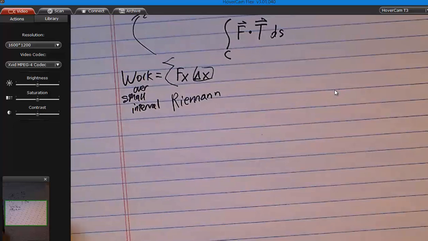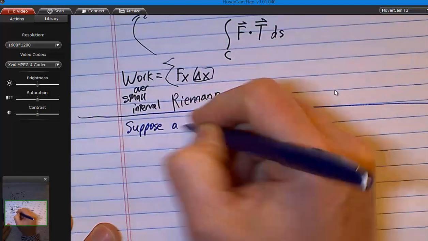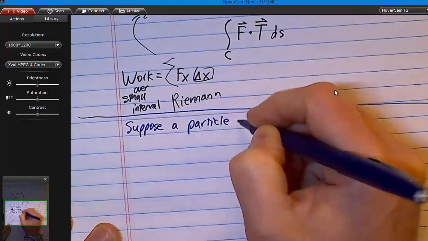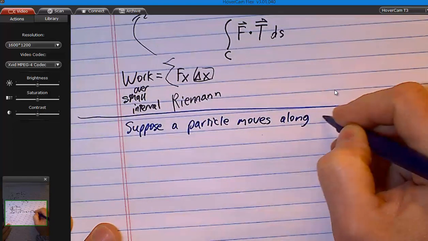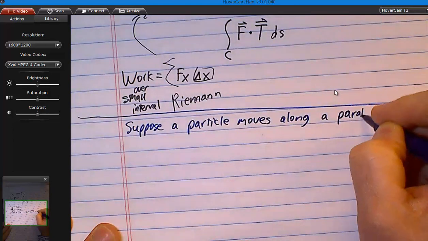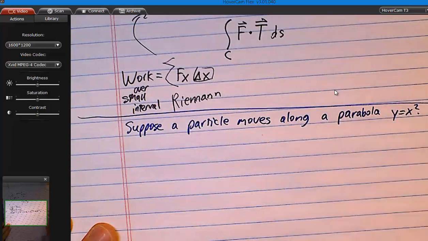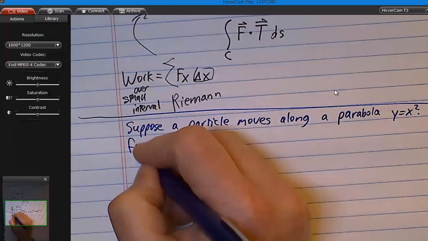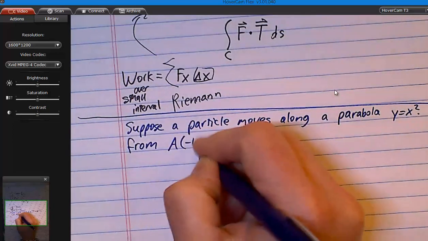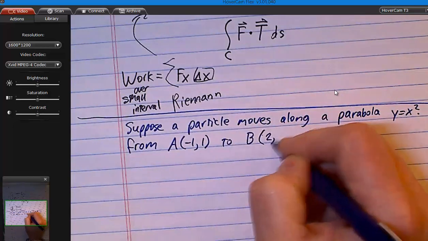We need an example. So here we go. Suppose a particle moves along a parabola. Math books love the bug on the parabola. And let's keep it real simple. Let's go with y equals x squared. Okay, so my particle's moving along. Let's say from A, which is -1, 1, I guess, to point B, which is 2, 4.